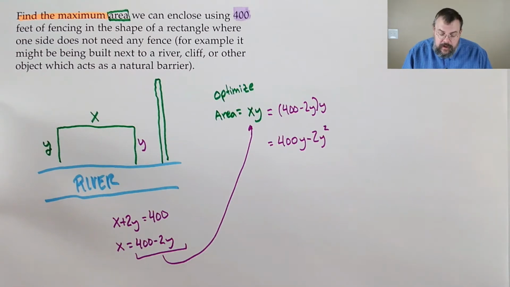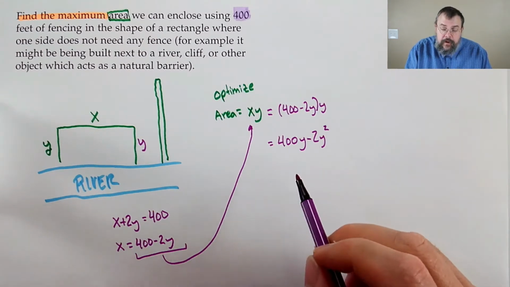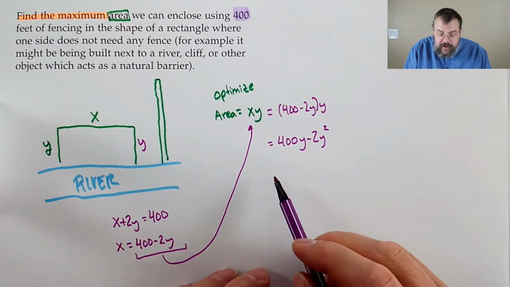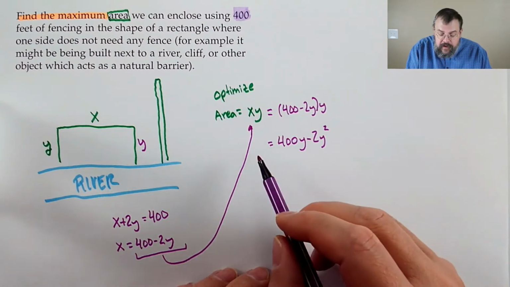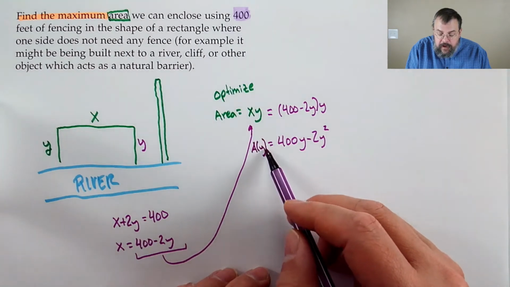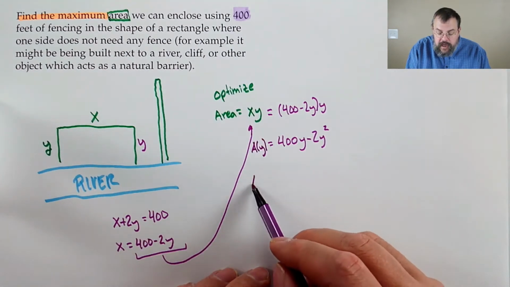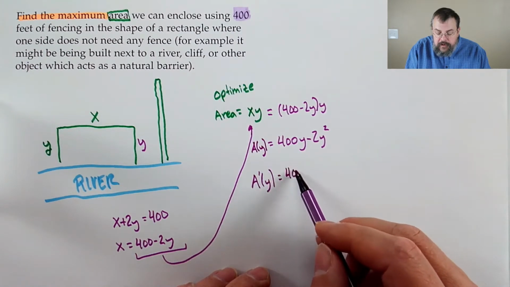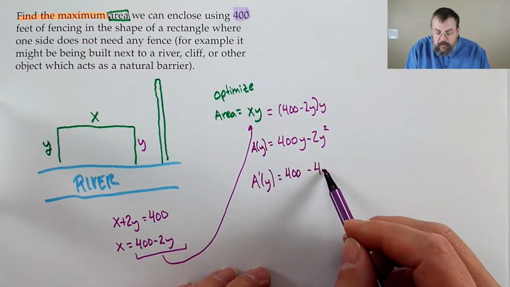All right, well, let's see. Now, one variable, we're ready to go. Calculus comes into play. We're looking for critical points. So we're going to take our derivative. We'll think of this here as our function of y. So I'm going to write this as area as a function of y. So A of y. So A prime of y is 400 minus 4y.